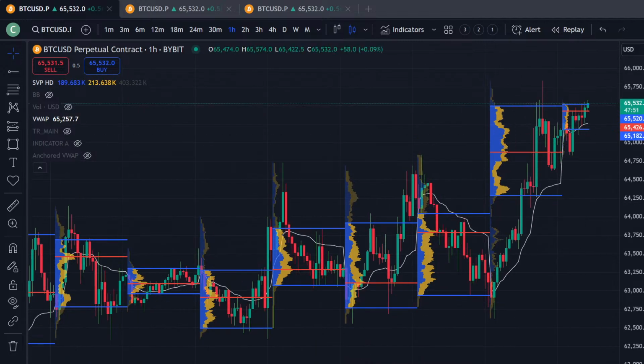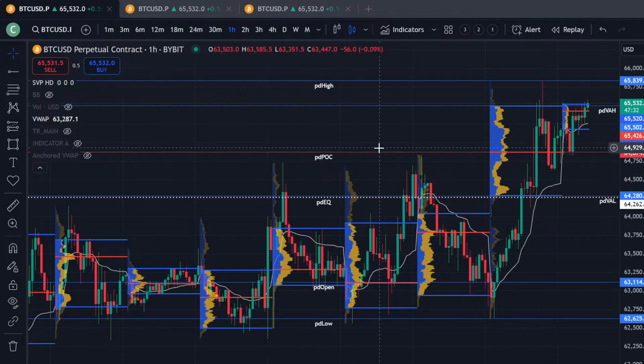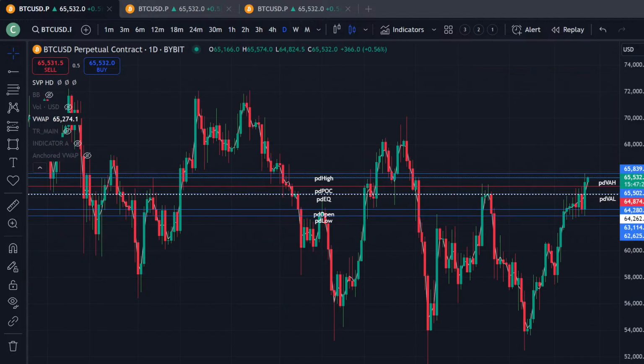So this is previous day. Value high, we have up here. Value low is below us, and point of control is over here. So now we have the previous day areas. Or maybe not. Maybe not, because we have the equilibrium. What did I do wrong?